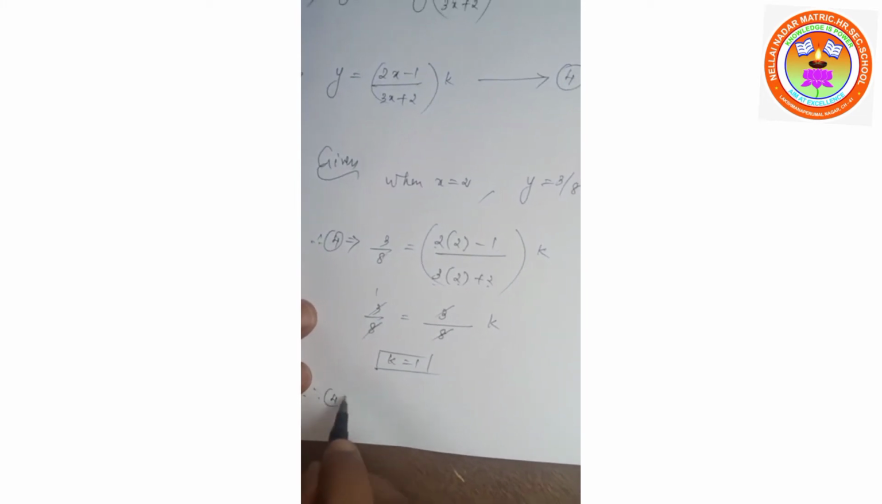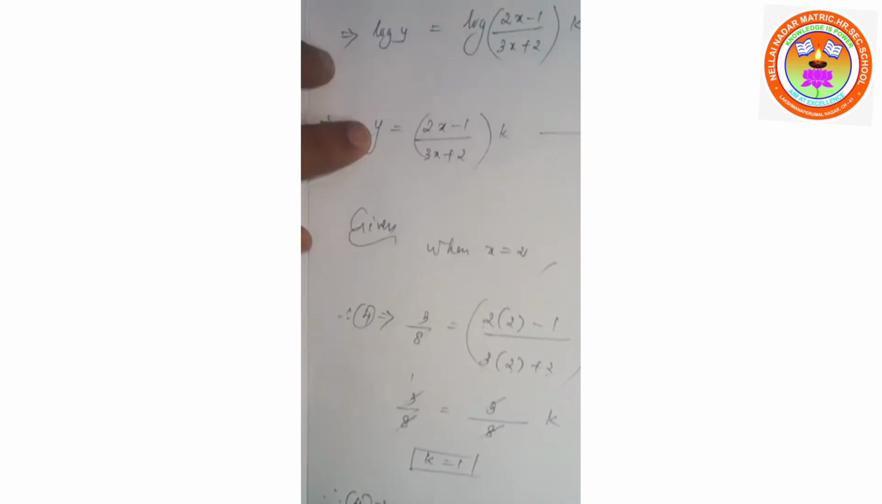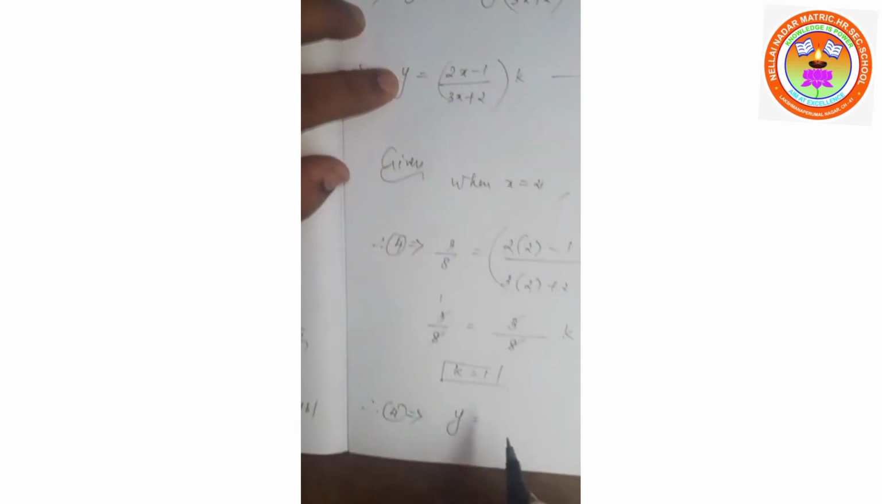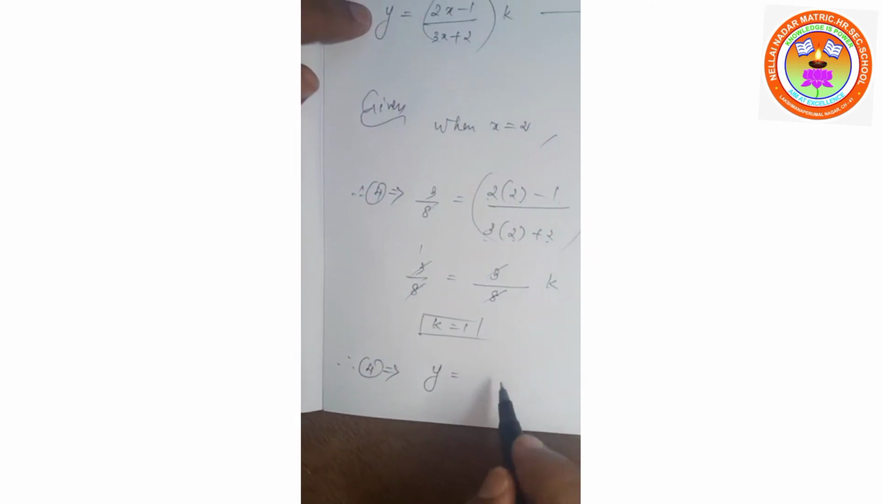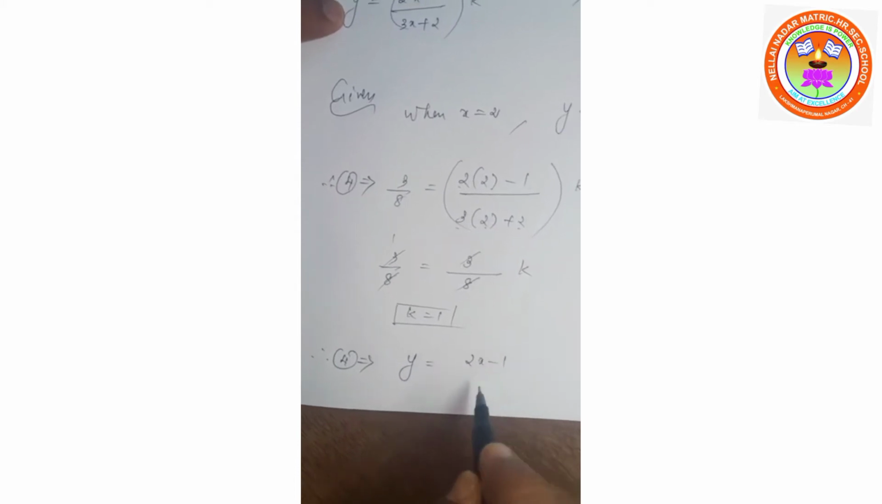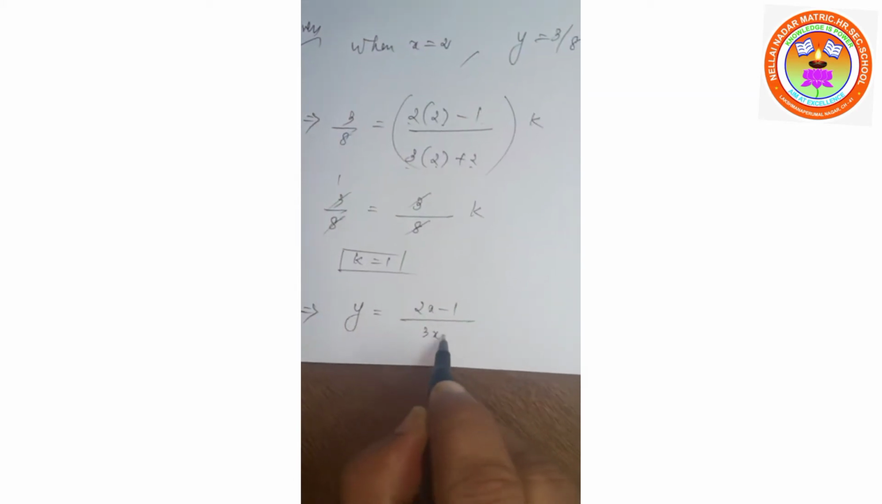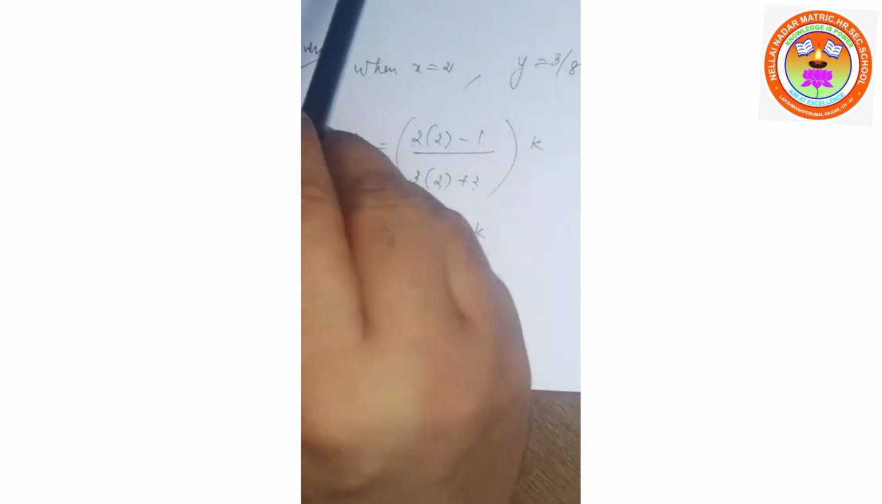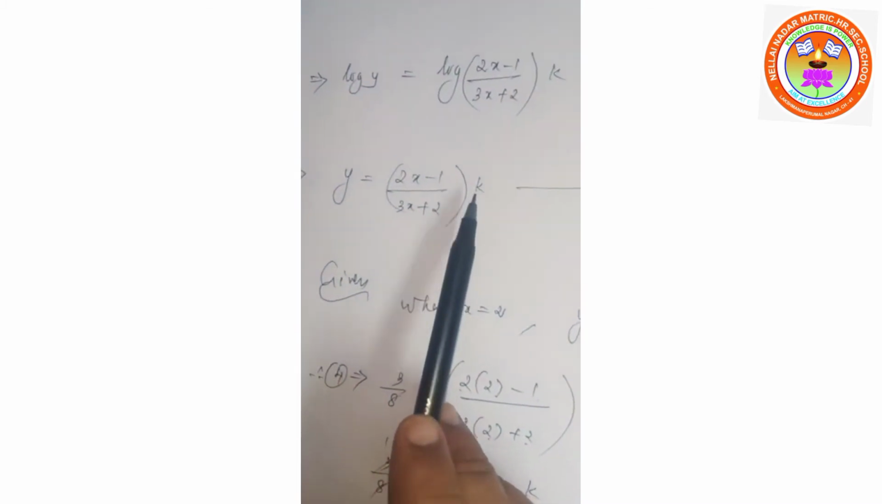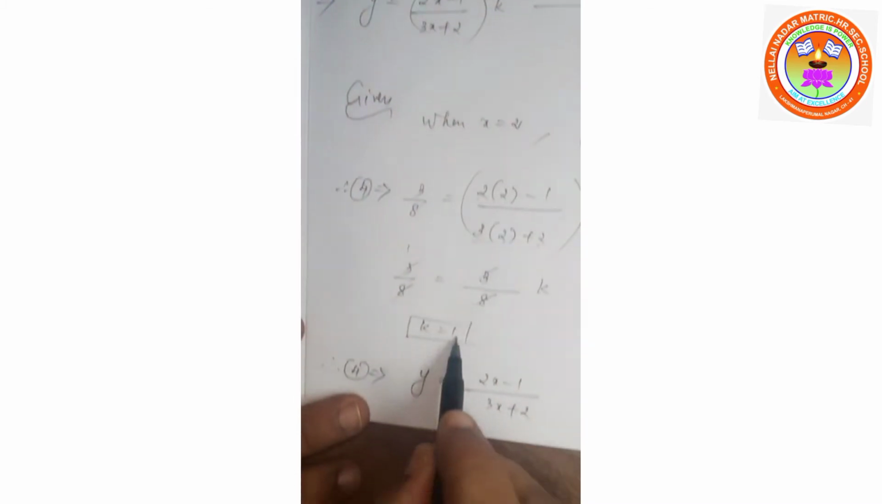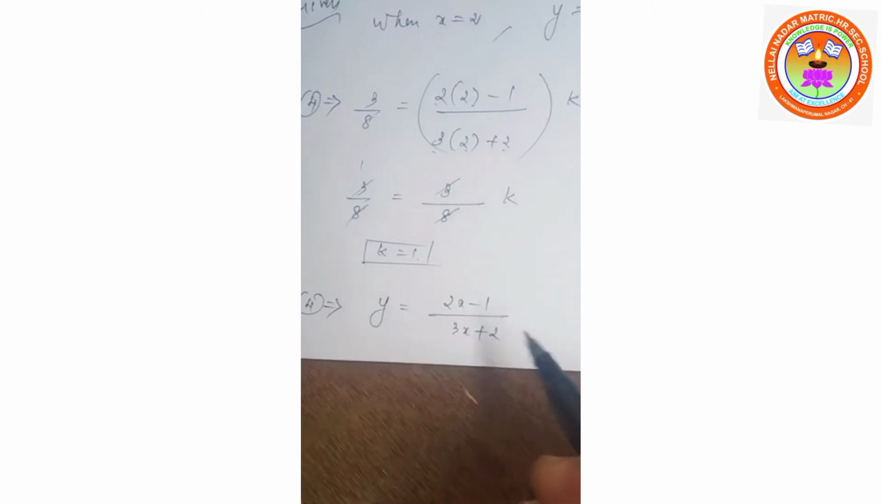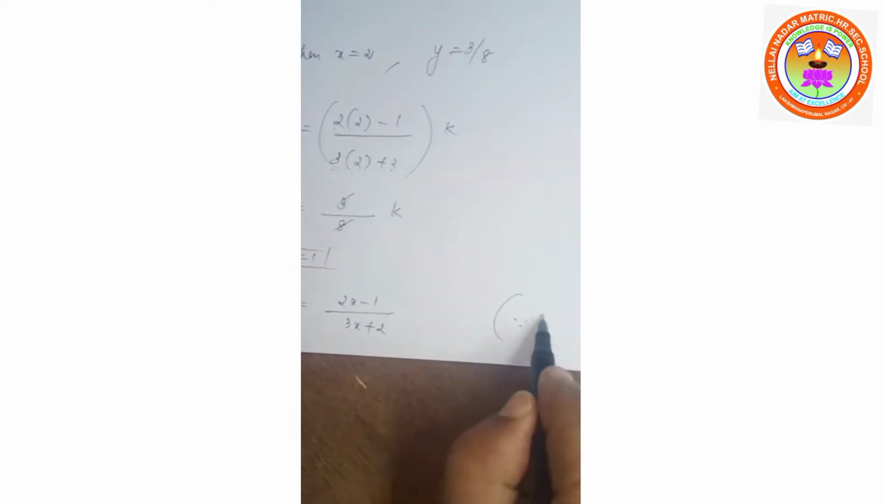Therefore equation 4 implies, listen carefully, in equation number 4, what is in the left hand side? Y, that is equal to 2x minus 1 divided by 3x plus 2. Look at that. We have k. That k can be replaced by 1. Correct. 1 into anything is same thing. So I write the reason here, since k, that is equal to 1. That's all.